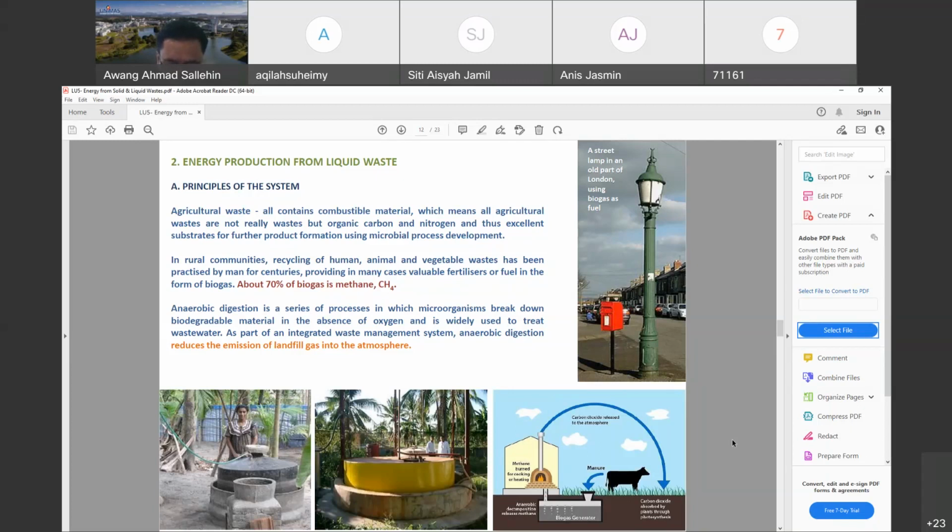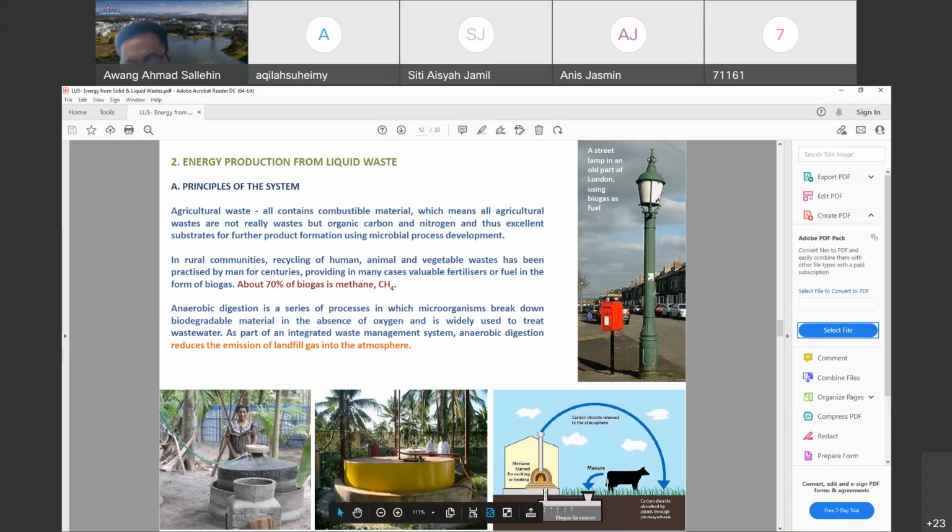Because the organic waste is converted and undergoes the anaerobic digestion process by a series of microbes involved. They break down all these biodegradable materials in the absence of oxygen. And this anaerobic digestion has been widely used to treat wastewater, especially the black wastewater or gray wastewater. Okay, so as part of the integrated waste management system, the process of anaerobic digestion is important to help reduce the emission of landfill gas into the atmosphere. So, some of the processes involved.